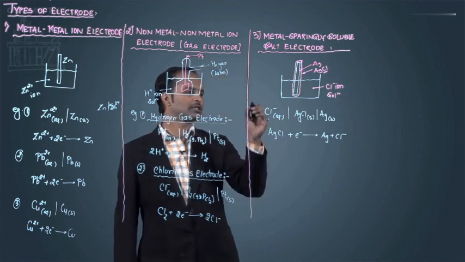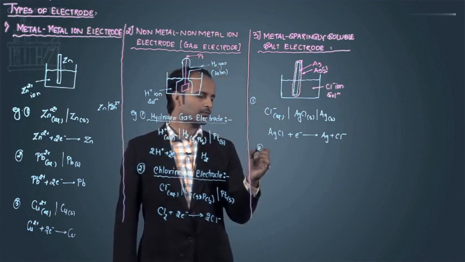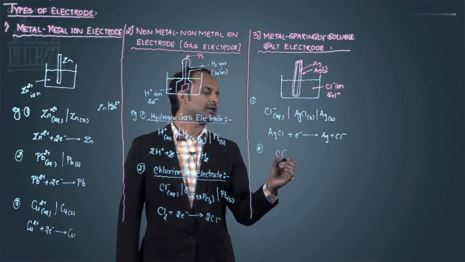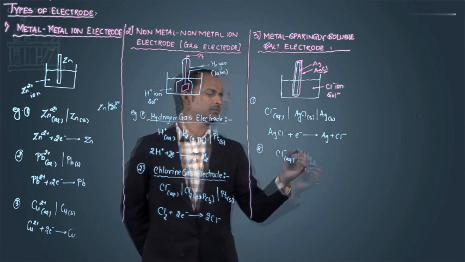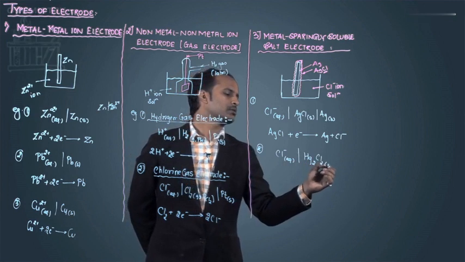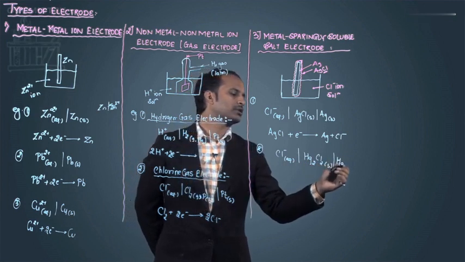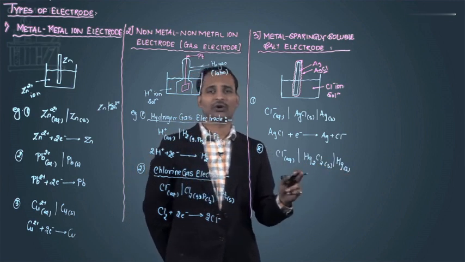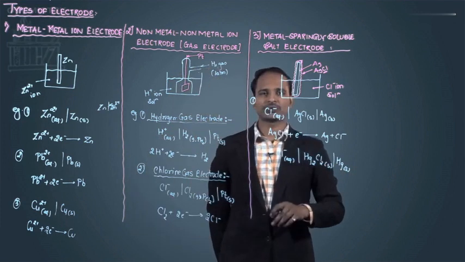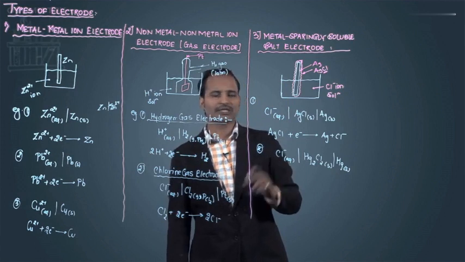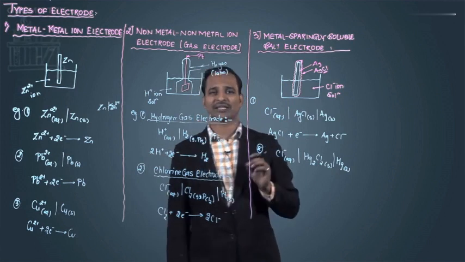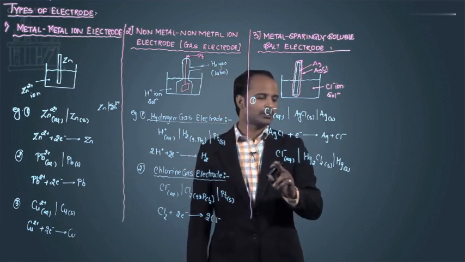We have one more example, that is Cl minus, Hg2Cl2 salt, and then mercury electrode. That is a mercury electrode which is covered with the salt of the mercury, that is Hg2Cl2, and it is placed in a Cl minus ion solution. Generally the Cl minus ion solutions are nothing but the saturated KCl solution, right?